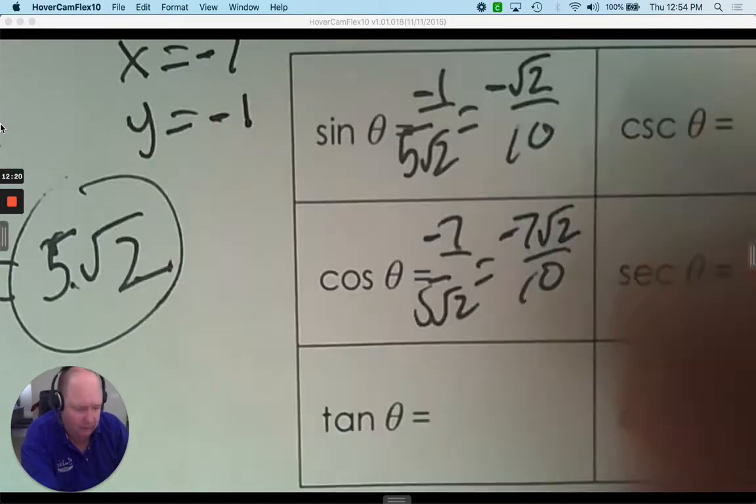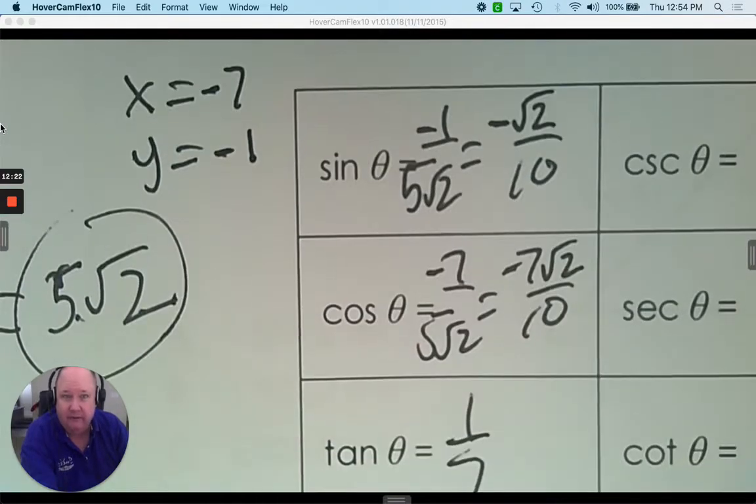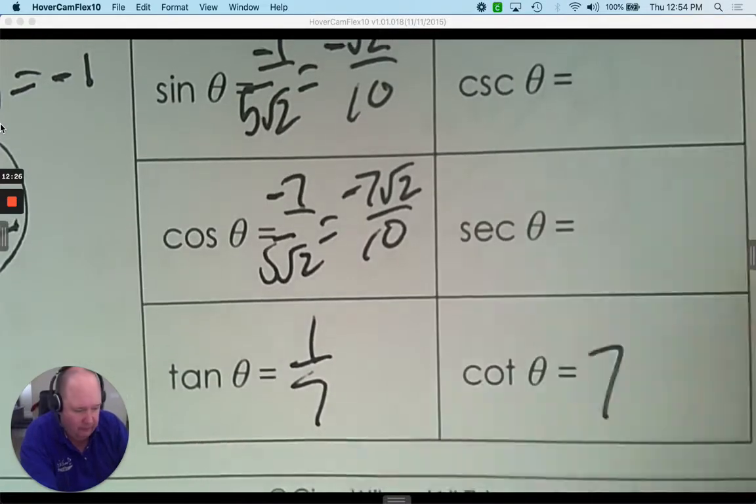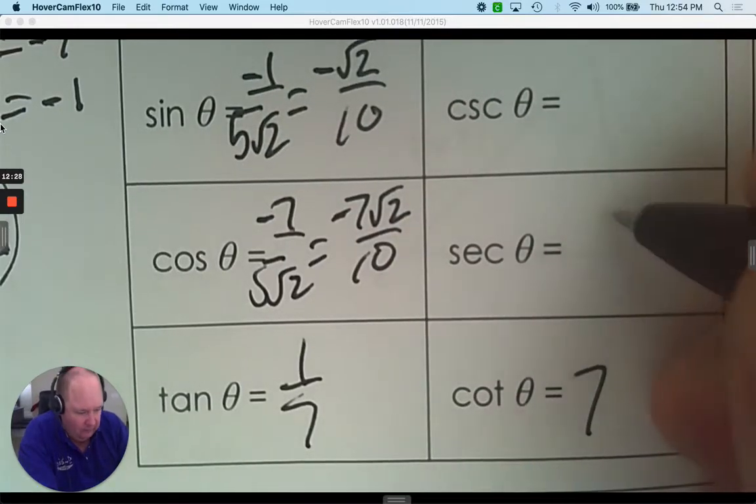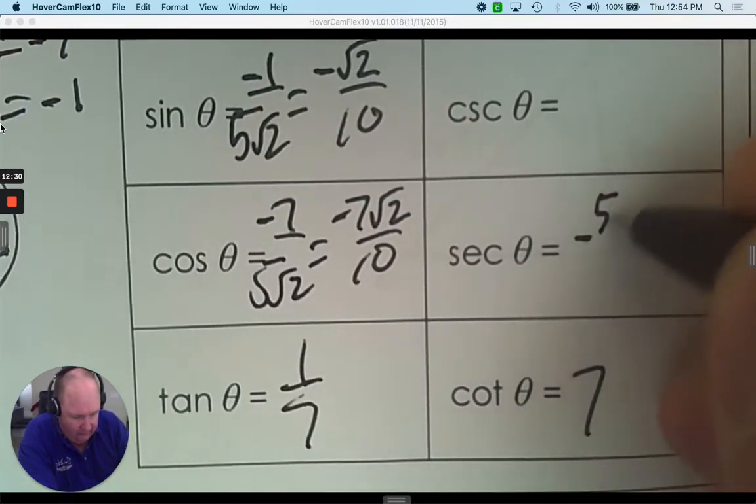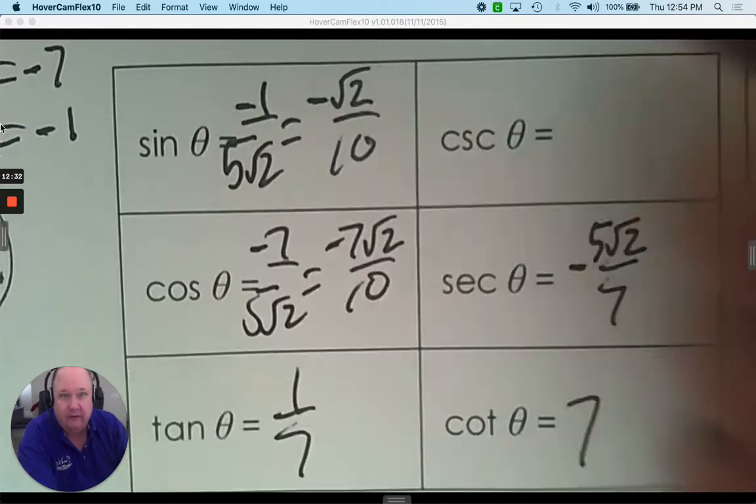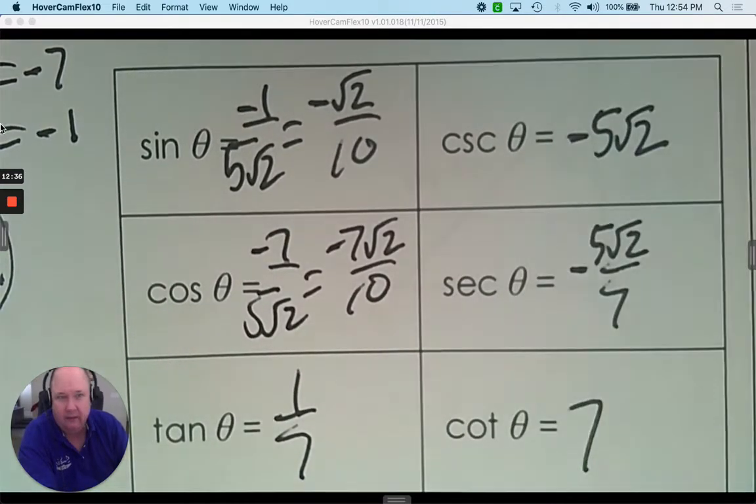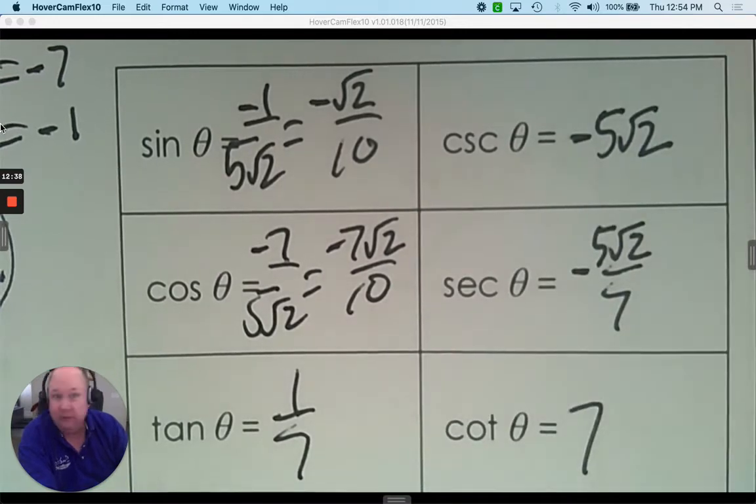Tangent is y over x. That's positive 1/7. And now we have the reciprocals. So the reciprocal here would be 7. The reciprocal here would be negative, but it's 5 root 2 over 7. And the reciprocal here would just be negative 5 root 2 over 1. I don't need the over 1. So there it is. Turn the page.